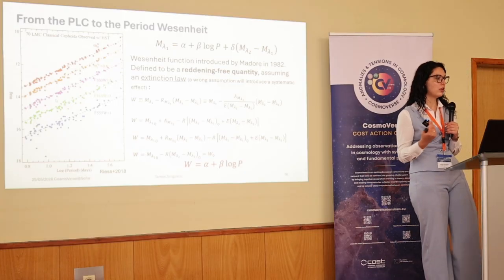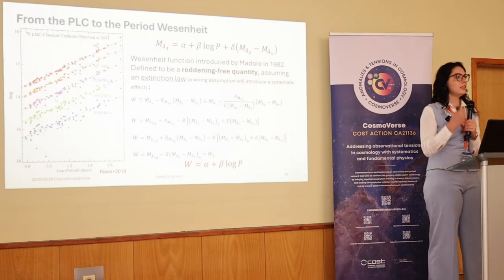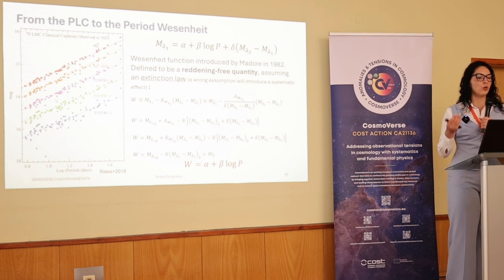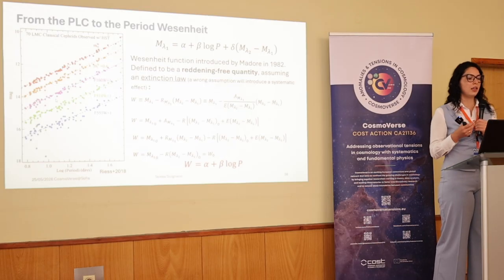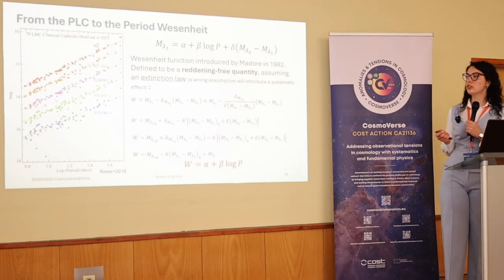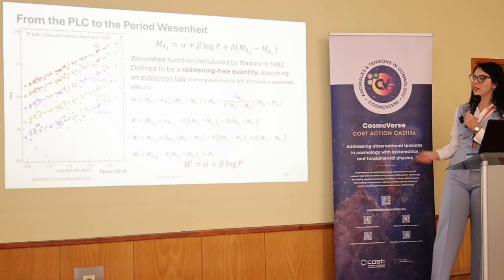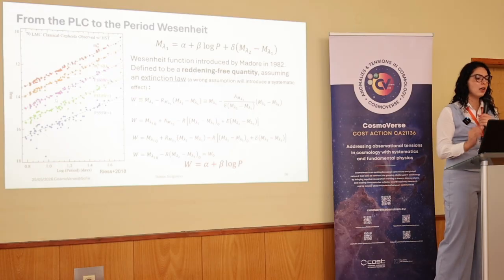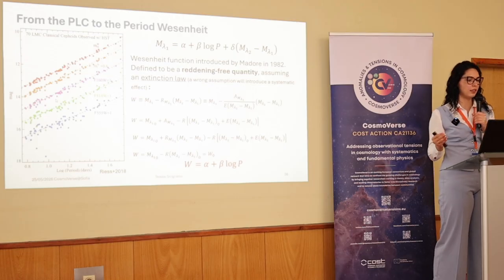introduced a new function of magnitude, that is the Wesenheit magnitude. And the definition is that it is a reddening-free quantity. The only thing that we have to take into account is the extinction law. Indeed, you can see here that the Wesenheit is defined as the difference between a magnitude in a specific filter minus the extinction law times the color in other filters.